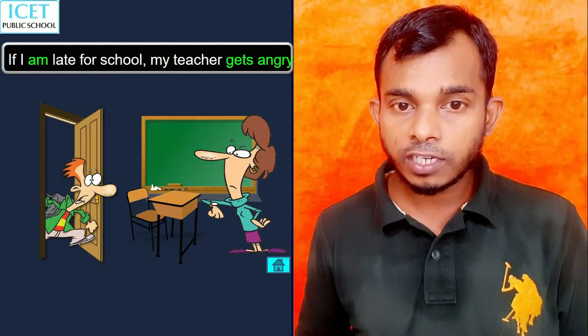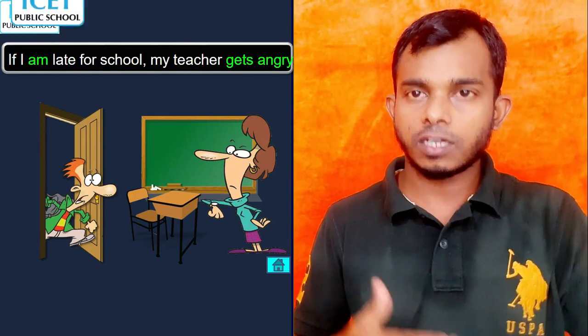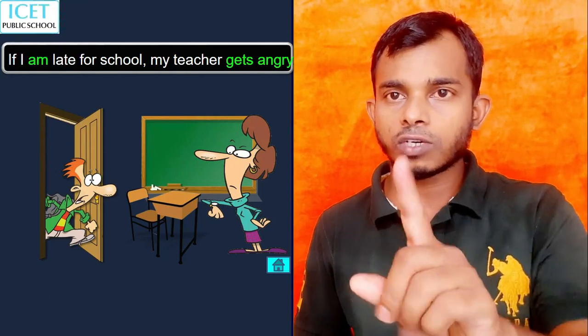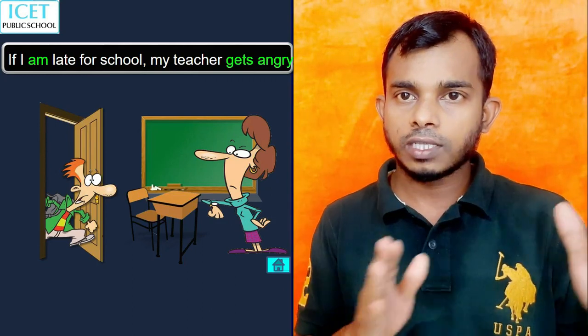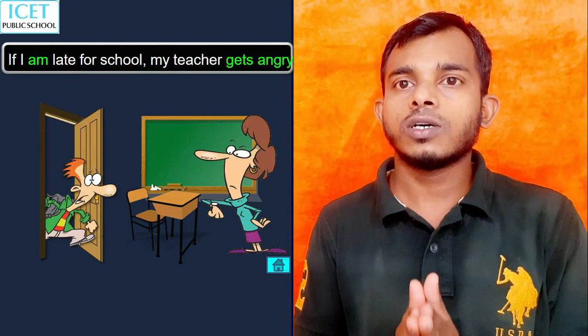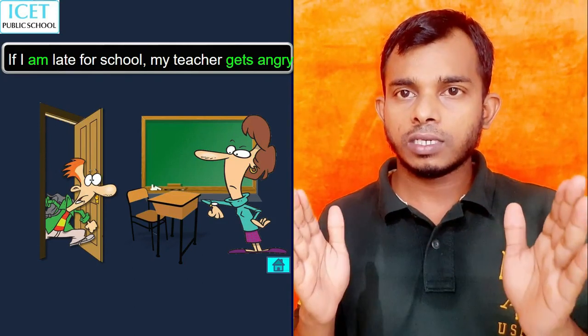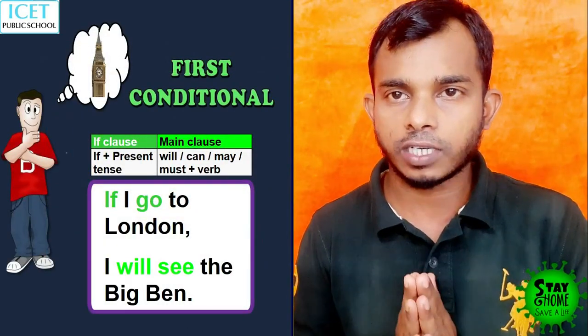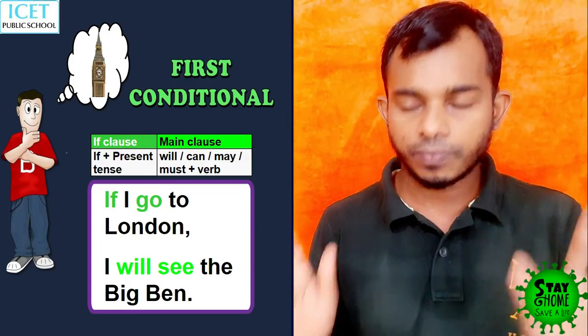Then, if I am late for school, my teacher gets angry. Now we reach that sentence. If I am late for school, my teacher gets angry. That's also written in simple present tense. I hope you can understand. Simple, right? Zero conditional is over. Our condition in zero conditional is that both the clauses will be written in simple present tense. This is the way.